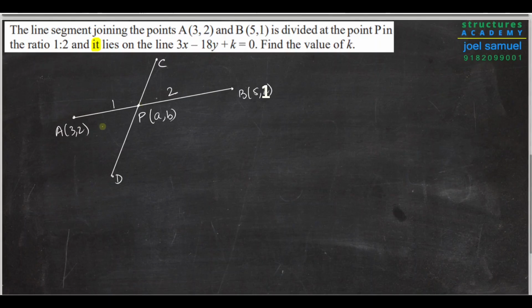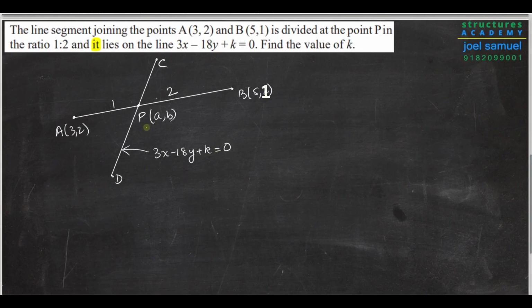Alright, now this represents the line segment AB, whose coordinates are given to us, and the ratio in which this line segment is divided by another line. This line is represented by the equation 3x - 18y + k = 0, and both intersect at a point P whose coordinates, let us say, are (a, b), and the ratio of division is 1:2. So the question is asking us to find out the value of k.